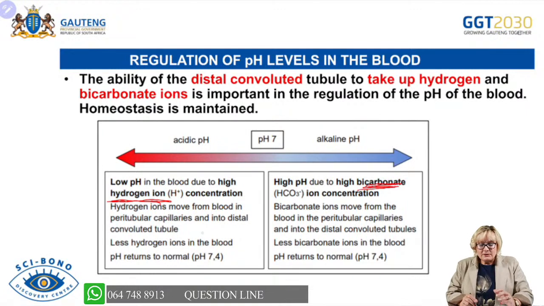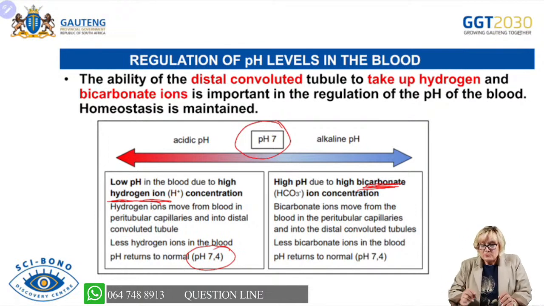If you have a lot of hydrogen ions in the blood, your blood will be more acidic. And if you have more bicarbonate ions in the blood, your blood will be more alkaline. So to make sure that you keep it at more or less 7, what will happen? If your pH is low, that means there are too many hydrogen ions in the blood. The hydrogen ions will move from the blood in the peritubular capillaries and into the distal convoluted tubule. Fewer hydrogen ions in the blood will mean that your blood will return to normal, which is 7.4.